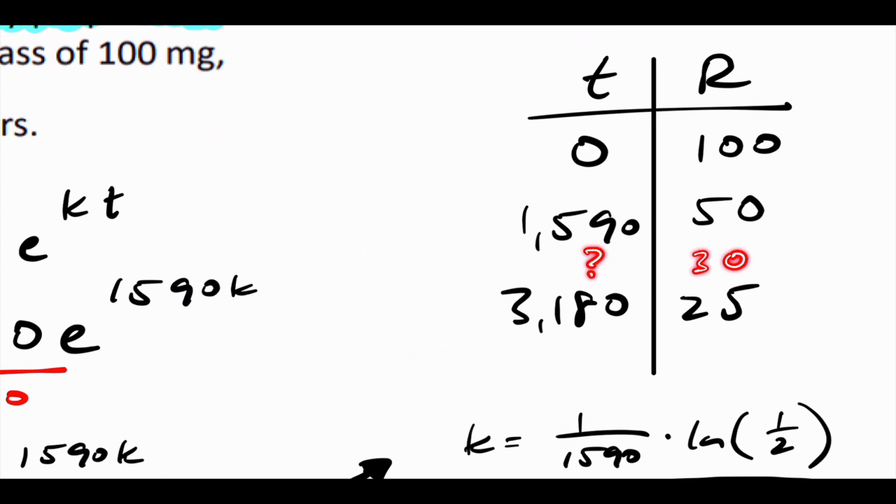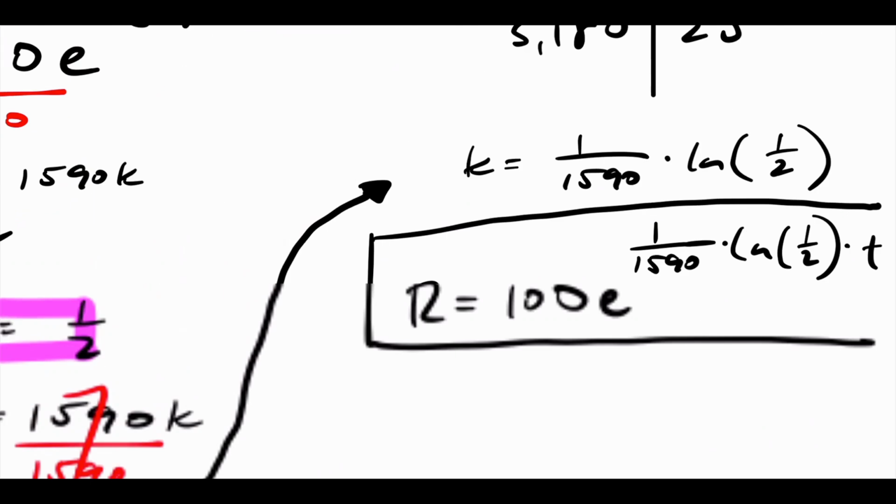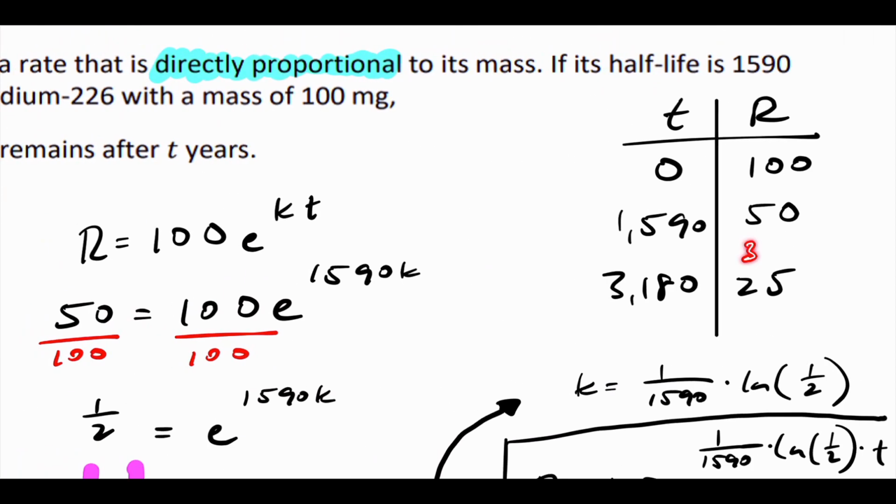What is that going to be, right? The last question they gave us was, when this is 1,000, what is this going to be, right? So we plugged in 1,000 for t, and we got the answer. This one's the opposite. Okay, so they want to know when this is going to be 30. So we're going to plug 30 in for R.